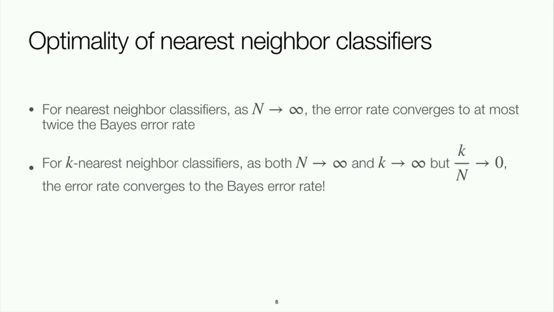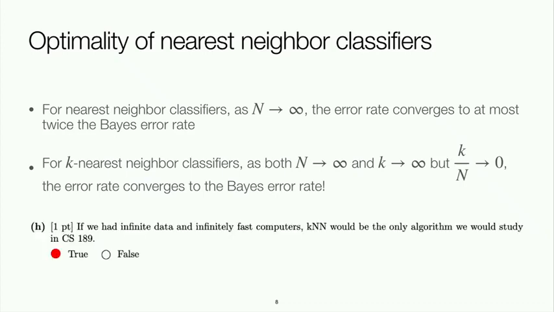And so, of course, because he was teaching the class, there was this one question on our final. I'm going to read it to you. It's a true-false question, and it says, if we had infinite data and infinitely fast computers, k-nearest neighbors would be the only algorithm that we would study in CS189. I knew that the answer was true because I knew it was this professor that wrote it. I don't necessarily know if I agree with the sentiment.